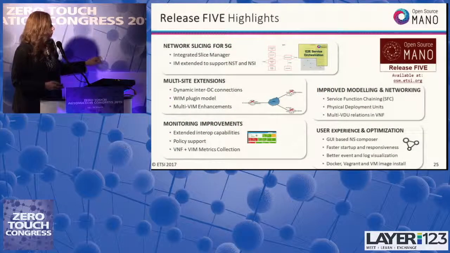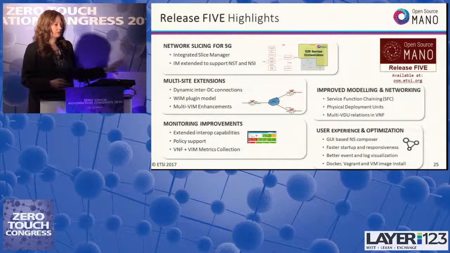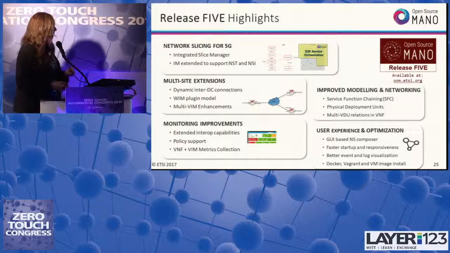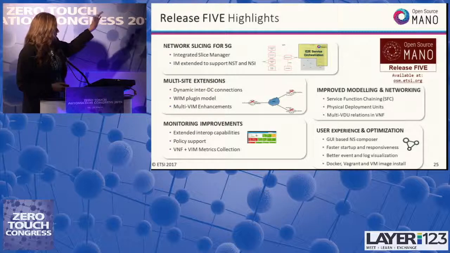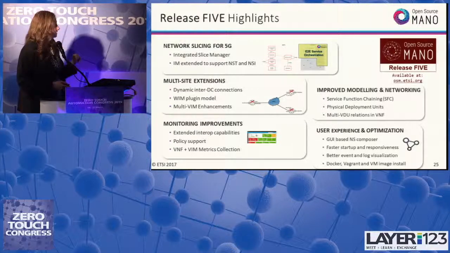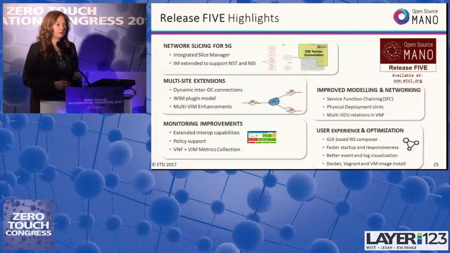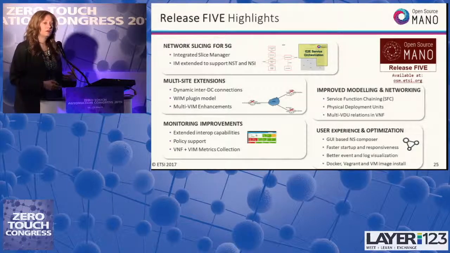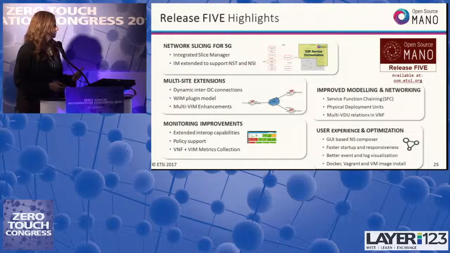So we've seen this slide before. These are the core themes for open source MANO for release 5. So as I mentioned, networking and slicing for 5G. This was a pretty big improvement for us because network slicing is not trivial, and being able to orchestrate it elegantly and simply was, again, not trivial. So this was a very interesting addition to the project.